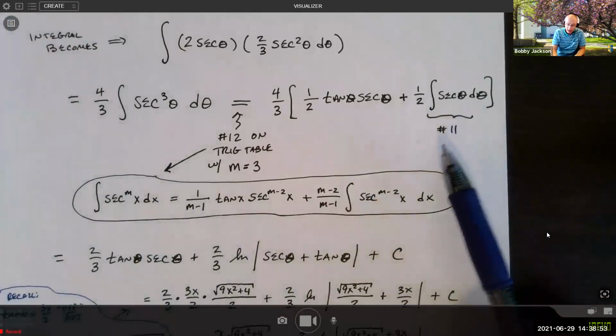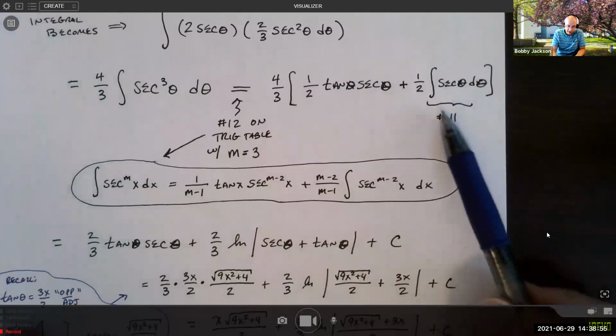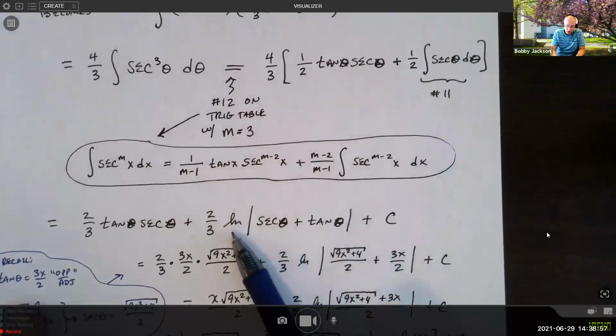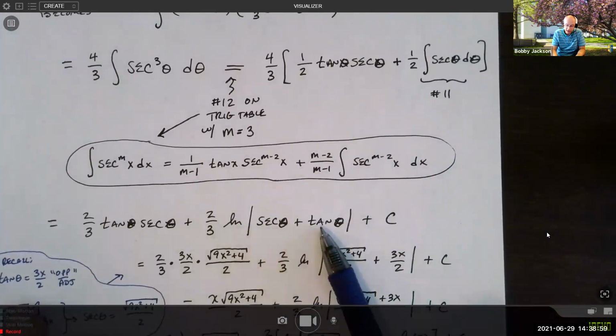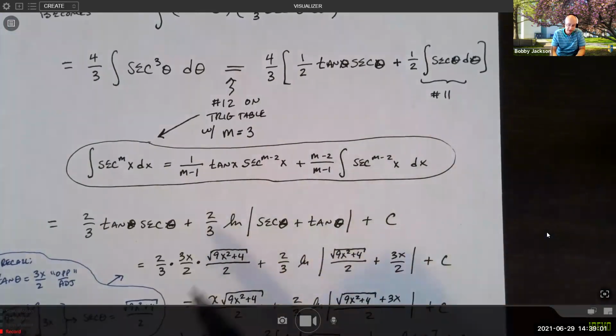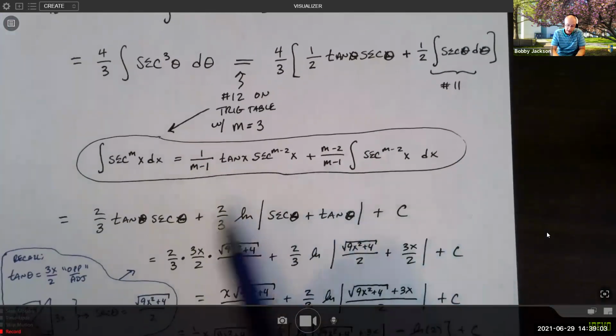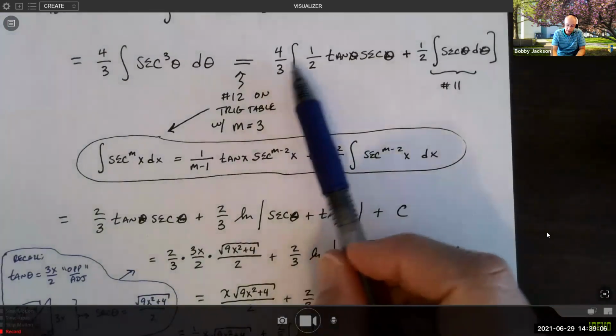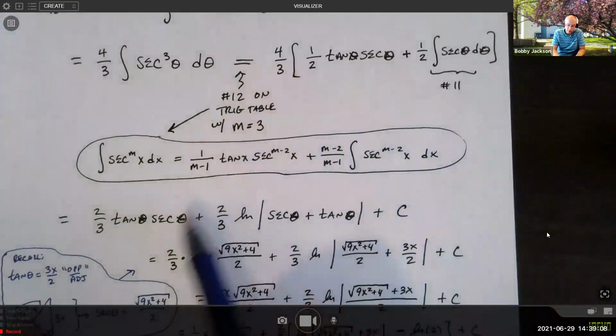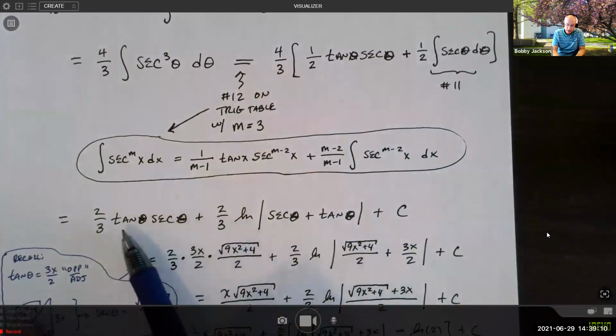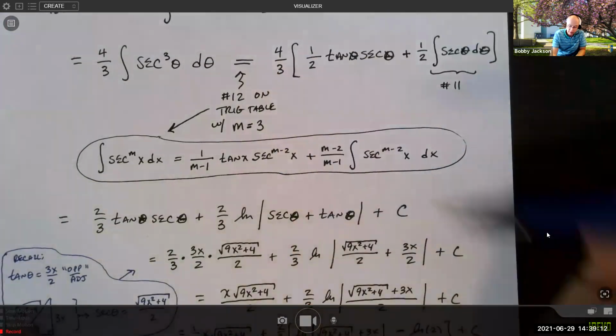And then I can integrate secant theta. Some of you know it's the natural log of absolute value secant theta plus tangent theta. It's number 11 on that same trig table. I distribute the 4/3 through. 4/3 times 1/2: the 2 goes into 4 twice. I get 2/3. And make sure you distribute that through.